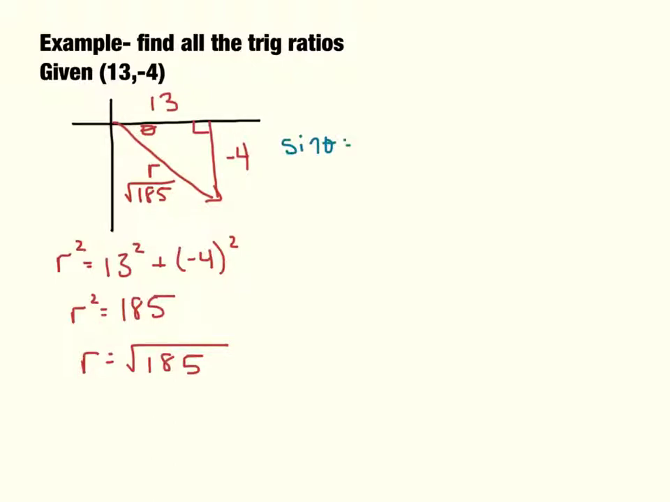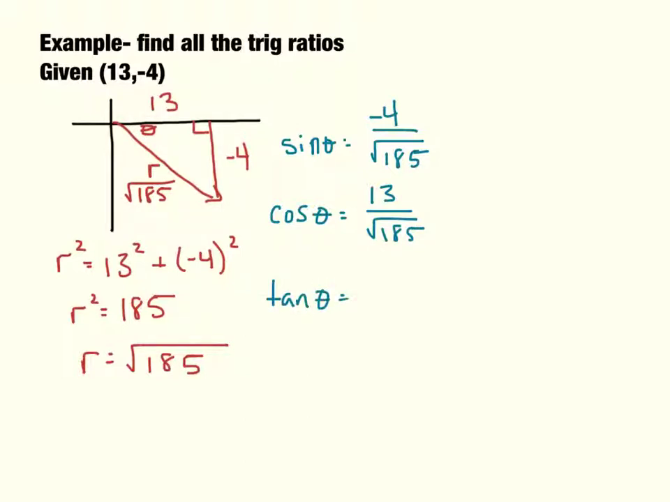So sine theta is the opposite over the hypotenuse. So that'd be negative 4 over the hypotenuse of square root of 185. Again, you can't leave a radical in the denominator, but since we're just setting up the ratios, we'll leave it like this for right now. The cosine of theta is the adjacent over the hypotenuse, so 13 over the square root of 185. And the tangent of theta is the opposite over the adjacent.